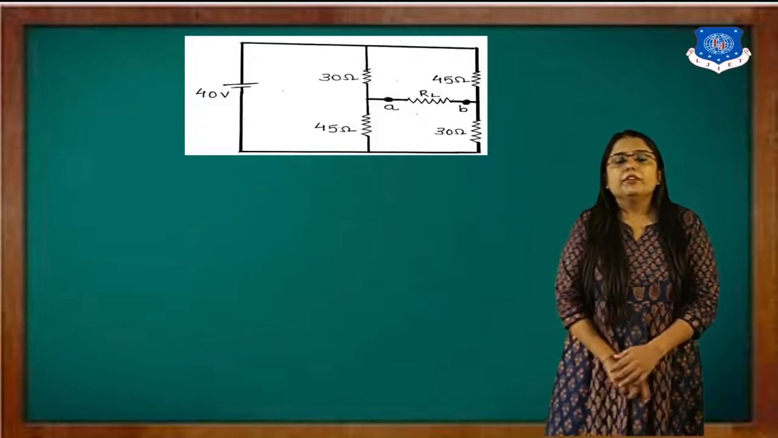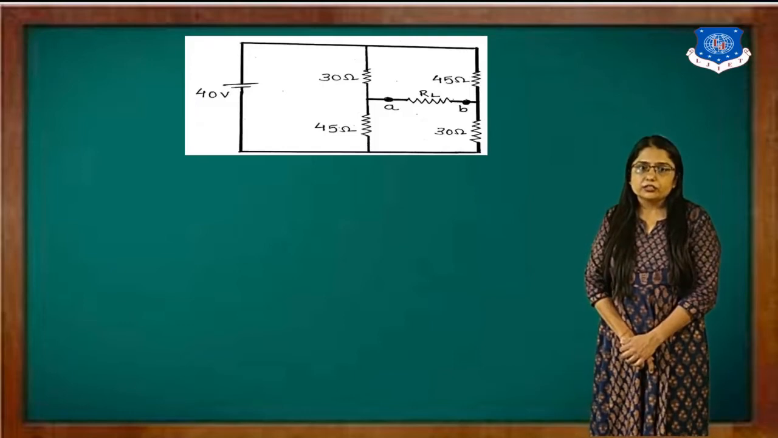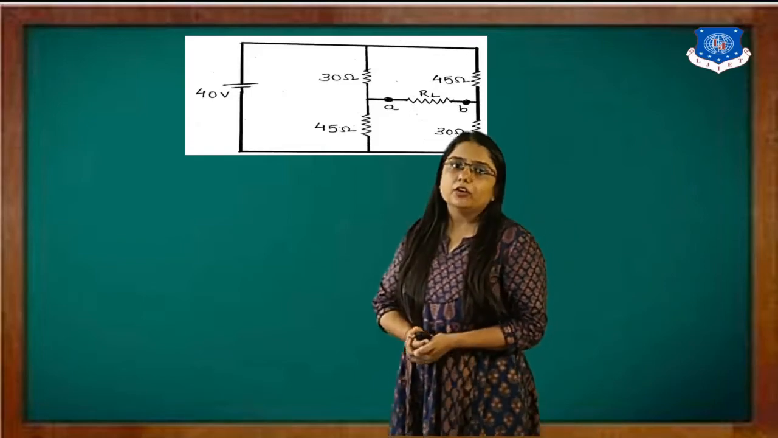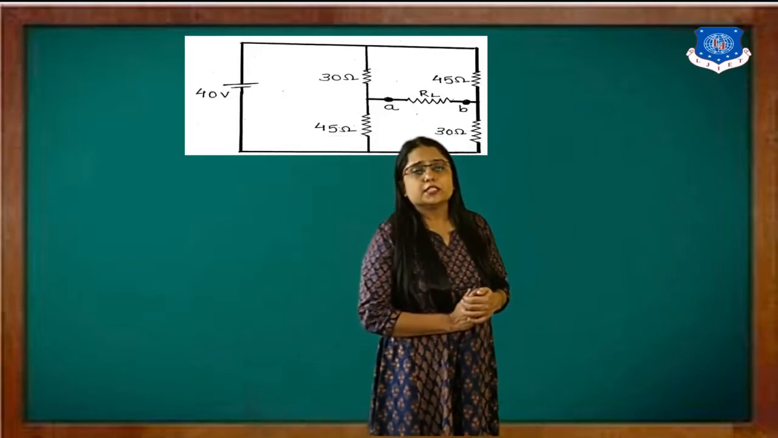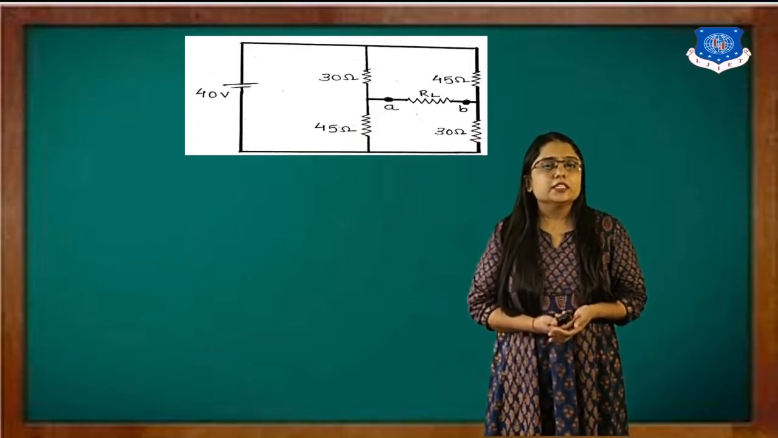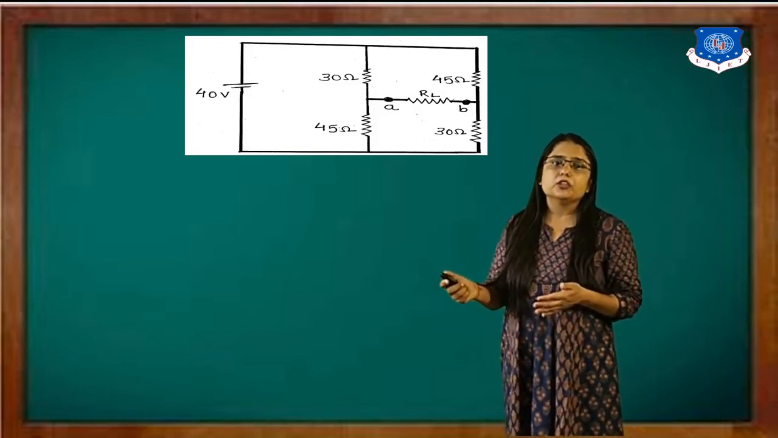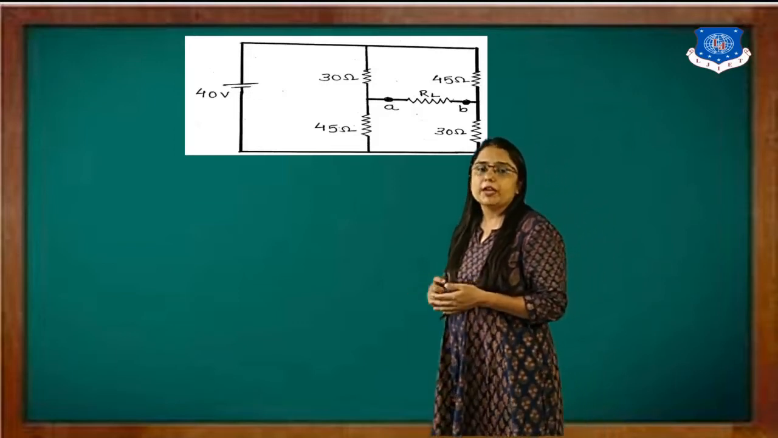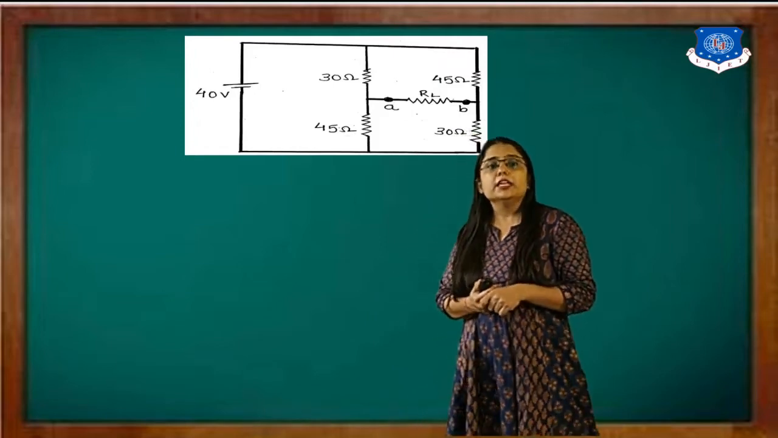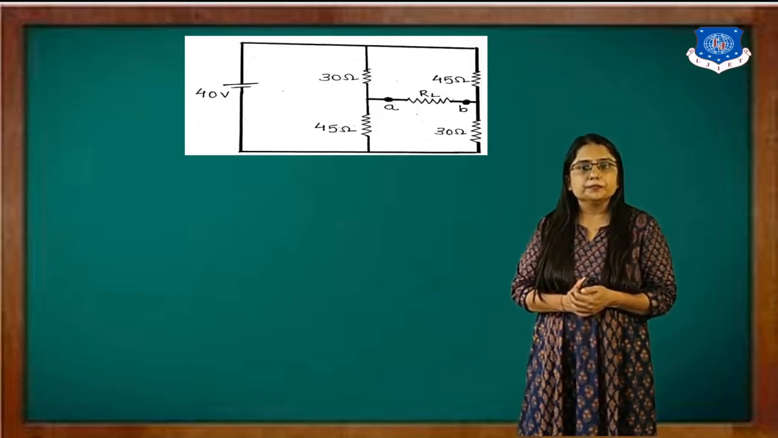Now next, we will discuss the procedure to find the value of RTH. So just recall our procedure. To find the value of RTH, we have to replace all the voltage sources by their internal resistance, which is 0. So we replace all the voltage sources by short circuits and all the current sources by open circuits, because the internal resistance of a current source is infinite.